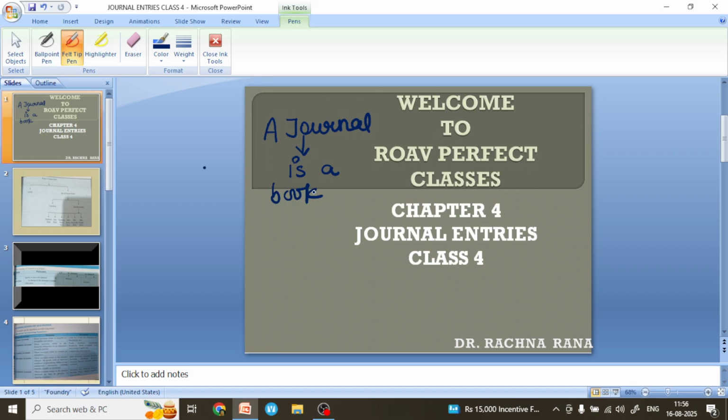The process of recording transactions in a journal is called journalizing, and recorded transactions are called journal entries. A journal is a book in which all the transactions of a business are recorded for the first time. The process of recording transactions in the journal is called journalizing and recorded transactions are called journal entries.